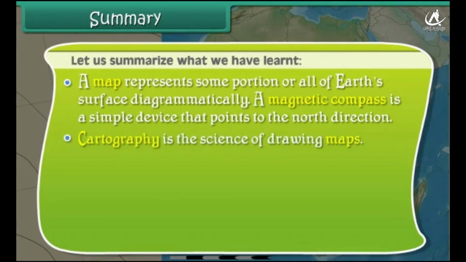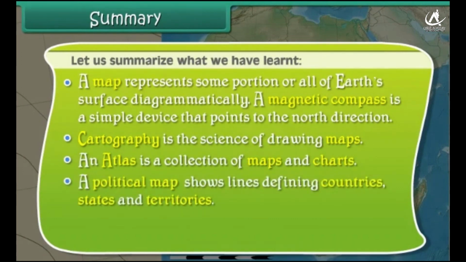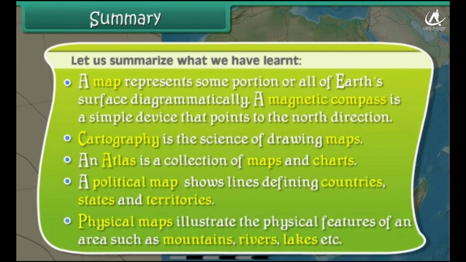Cartography is the science of drawing maps. An atlas is a collection of maps and charts. A political map shows lines defining countries, states, and territories. Physical maps illustrate the physical features of an area such as mountains, rivers, lakes, etc.